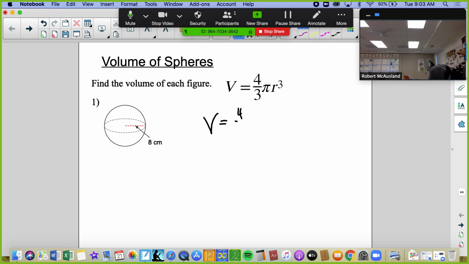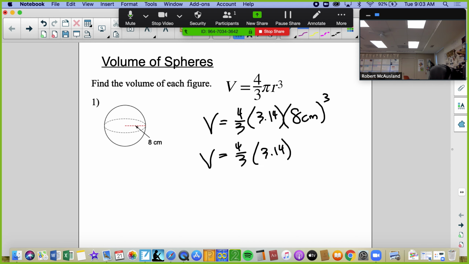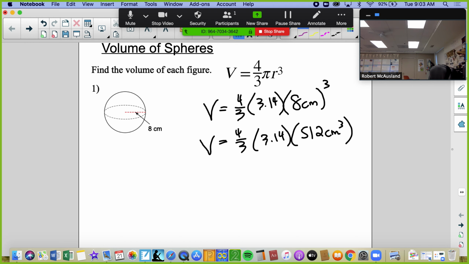Volume equals 4/3 pi, which we'll use 3.14, and then the radius, which is 8 centimeters cubed. So first thing we have to do is 8 centimeters cubed. So we'll do 8 caret 3, which gives us 512. Volume equals 4/3 times 3.14 times 512 centimeters cubed. All right.